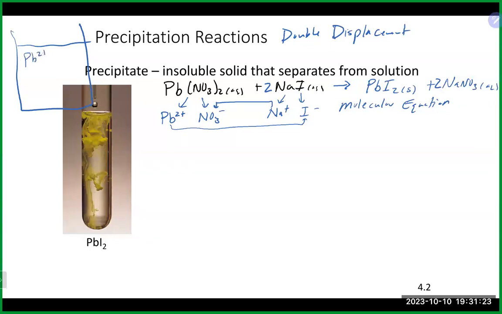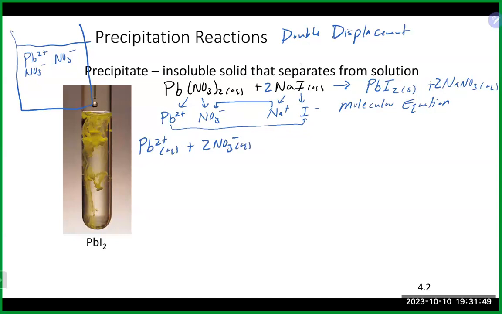There's some lead-2 flying around. There's some nitrate flying around, right? There's actually 2 nitrates flying around. So we could write another equation that describes what is actually happening in the solution. And that would be that there is a lead ion, and there are 2 of those nitrate ions floating around in the solution, as pictured over there in my picture.